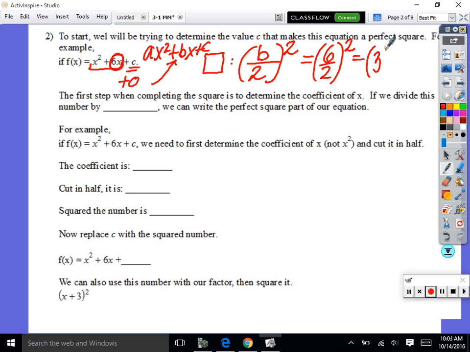3, right? Does everybody see where I'm going with this? So we have a 3 squared, which is 9. 3 times 3 is 9. That's what 3 squared means. So that is the square. So what we're going to do is add 9. So that's the value of c that will complete the square.